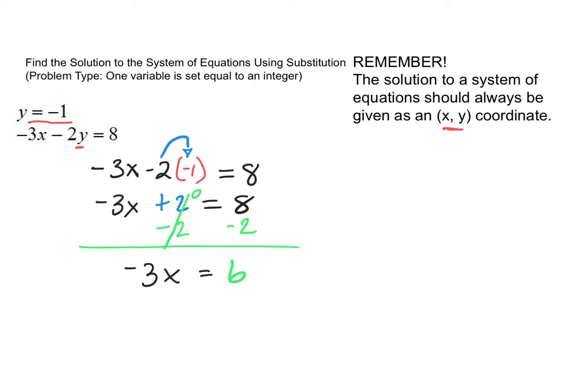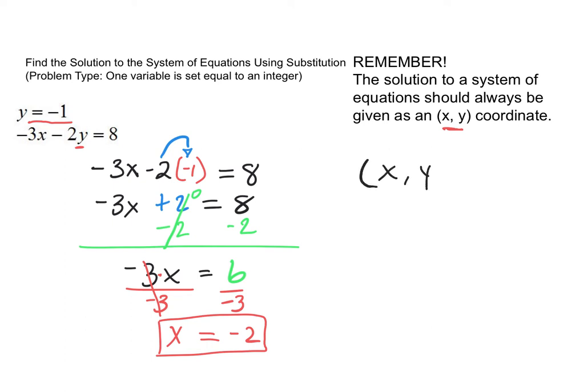And now we're going to solve the one-step equation. Because the -3 is being multiplied with x, the inverse will be to divide by the same number. So -3 divided by -3 is equal to just 1. So x is by itself. 6 divided by -3 is equal to -2. Now, remember we said we must have the answer as an xy coordinate. So what is my x coordinate and my y coordinate? Well, my x coordinate is what we just solved. X is equal to -2. And my y from the original starting point is equal to -1.